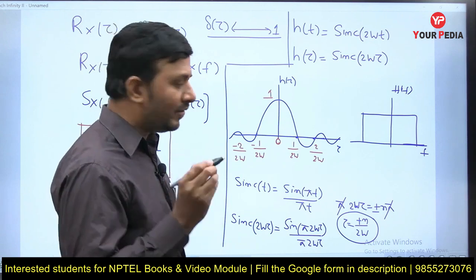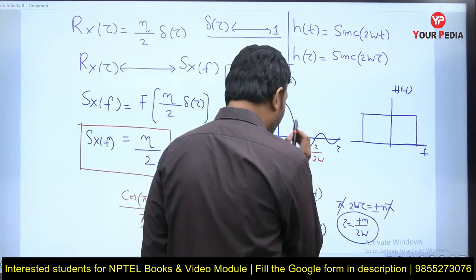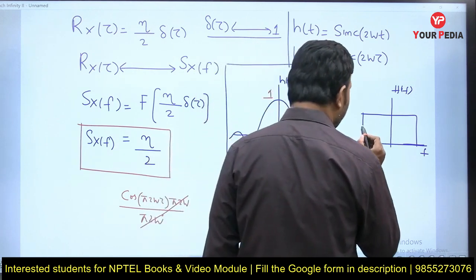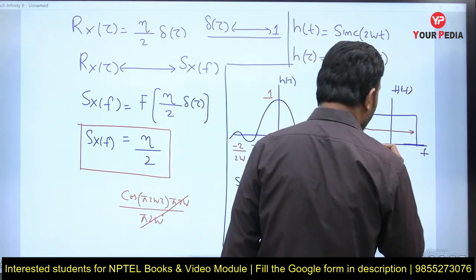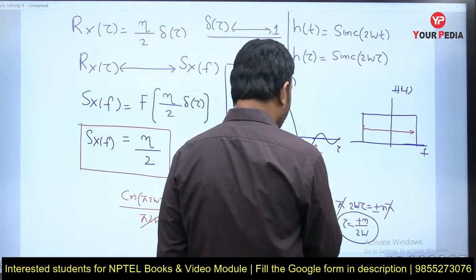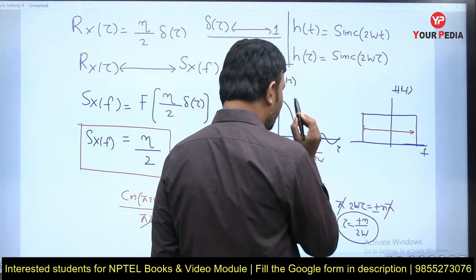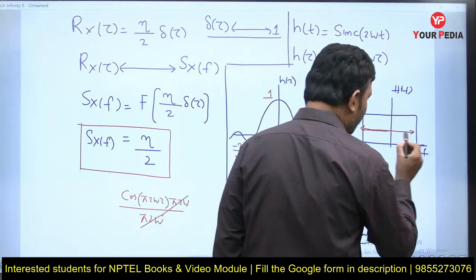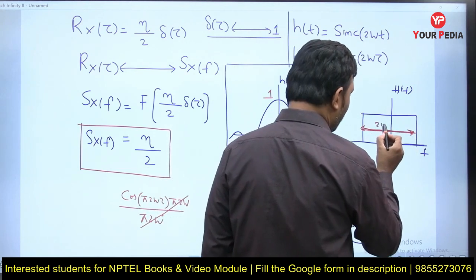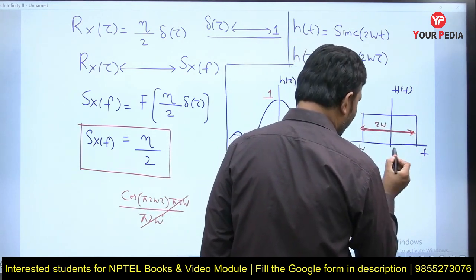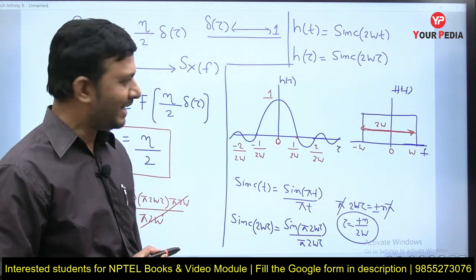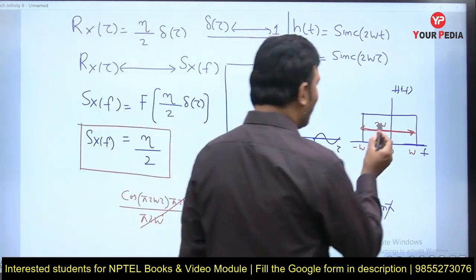Right? Now always remember, the first null point in this sinc is equal to the reciprocal of this width. So this is 1 by 2w, which means this width must be 2w, that is, minus W to W. Right?